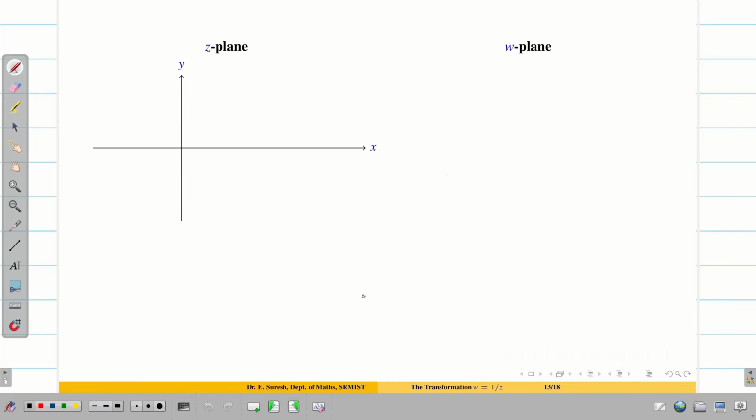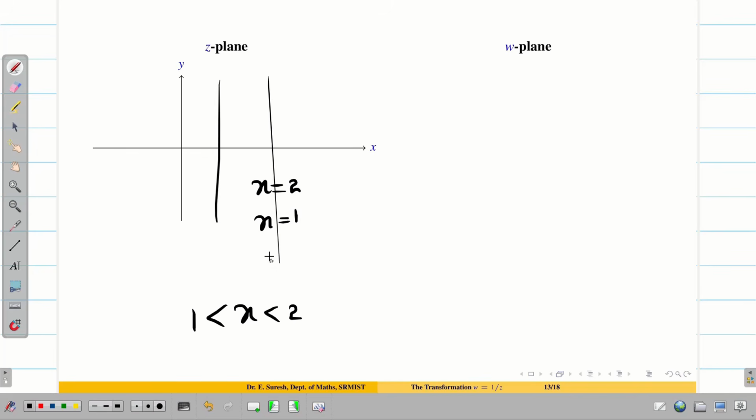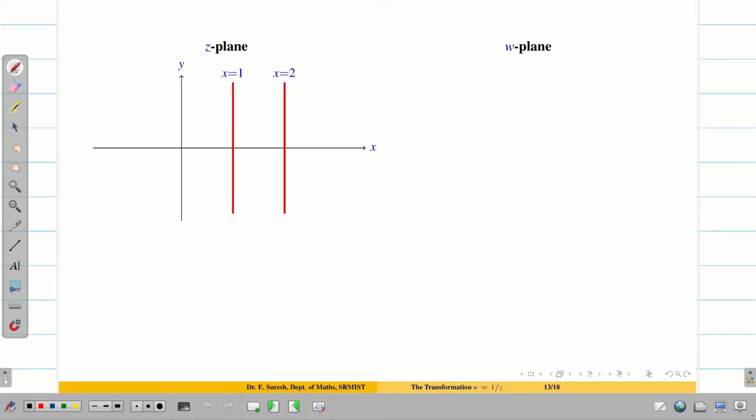In the Z plane, we have x lies between 1 to 2. So simply when you take x equal to 2 and 1, they will be parallel to the y axis somewhere. Let us take this as x equal to 1 and x equal to 2. Since x lies between 1 to 2, neglecting the lines 1 and 2, we are going to shade the remaining region inside 1 and 2. It looks like a strip. Now how is this strip transformed into the W plane under the transformation W equals 1 by Z?